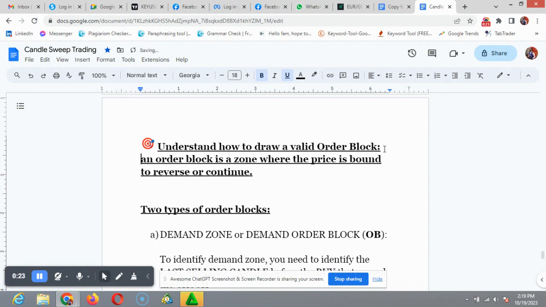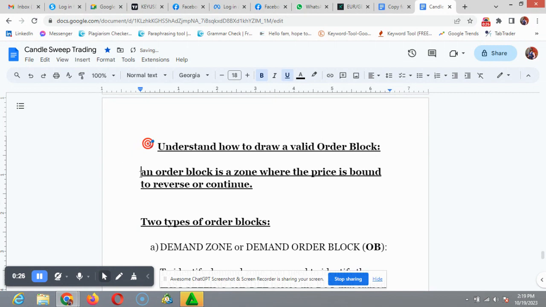An order block is a zone. A zone where price is bound to reverse or continue.